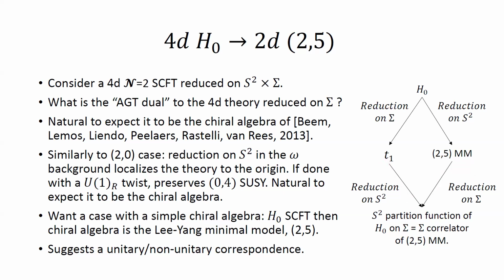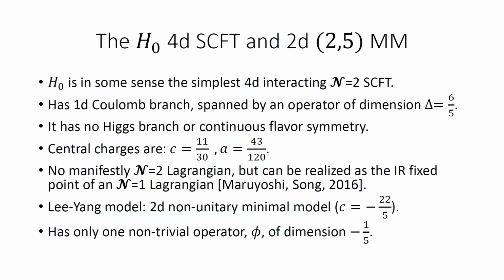All right. So if there are no other questions, before actually going to all the details, well, at least some of the details, I want to say a few things about the H0 theory that are going to be useful for us. So the H0 is in some sense the simplest interacting N=2 SCFT, on account of the fact that I think it has the smallest central charge among the interacting N=2 SCFTs. It has a one-dimensional Coulomb branch spanned by an operator of dimension 6/5, and that will play a bit of a role later on. It has no Higgs branch and no continuous flavor symmetries. So basically, besides the Coulomb branch operator, the only other known BPS operator is the energy momentum tensor.